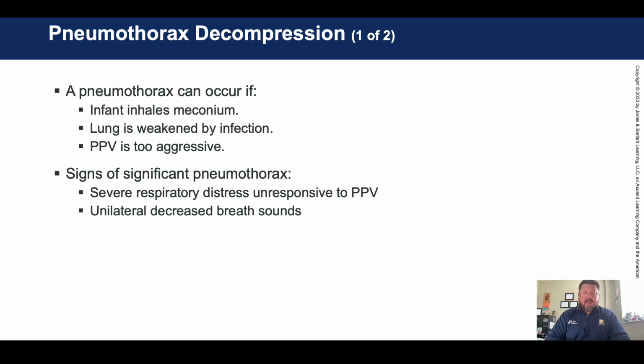A pneumothorax can occur if the infant inhales meconium at birth, the lung is weakened by infection, or positive pressure ventilation is too aggressive. That's why we've got to be very, very careful when we are delivering positive pressure ventilations to neonates. Signs of significant pneumothorax include severe respiratory distress unresponsive to positive pressure ventilations, unilateral decreased breath sounds, or shifts of heart sounds if a pneumothorax is on the left side.